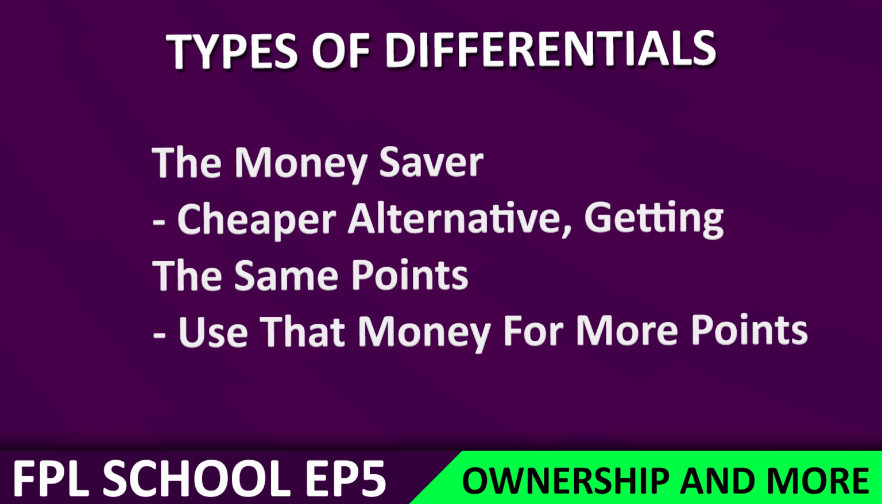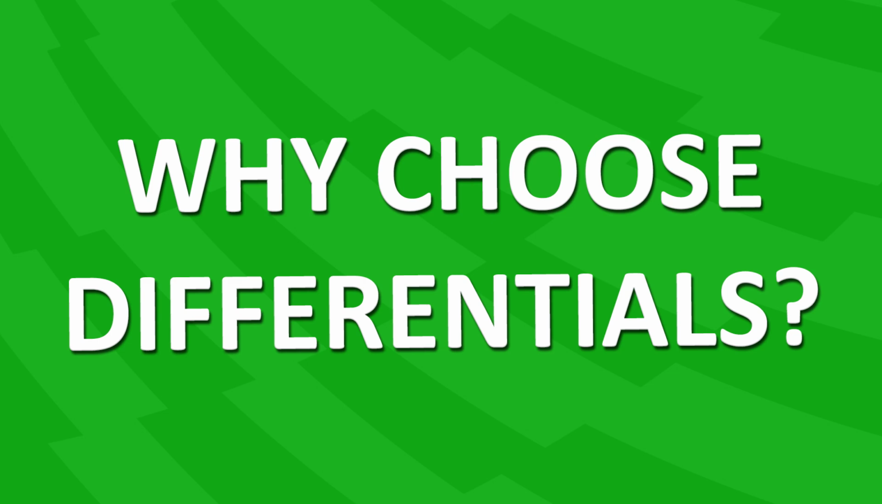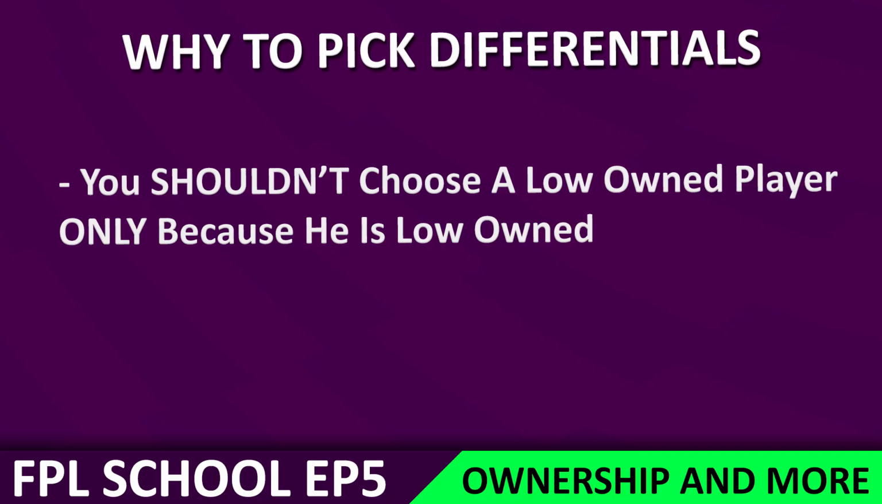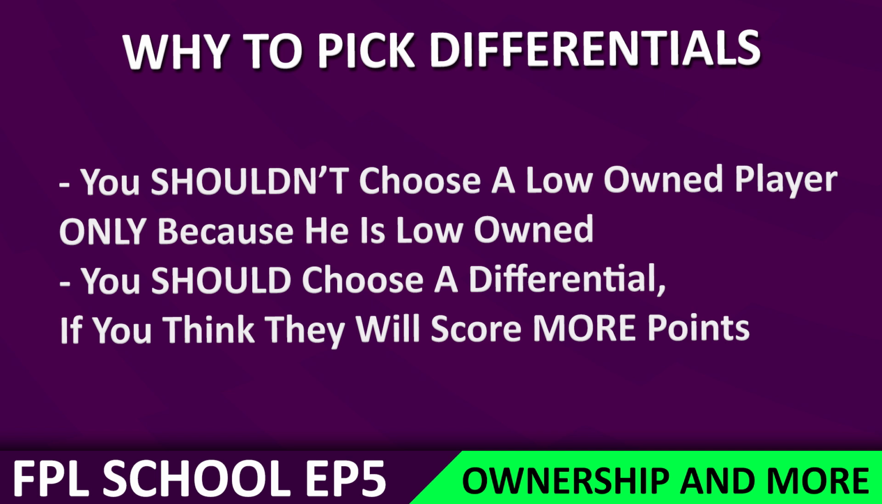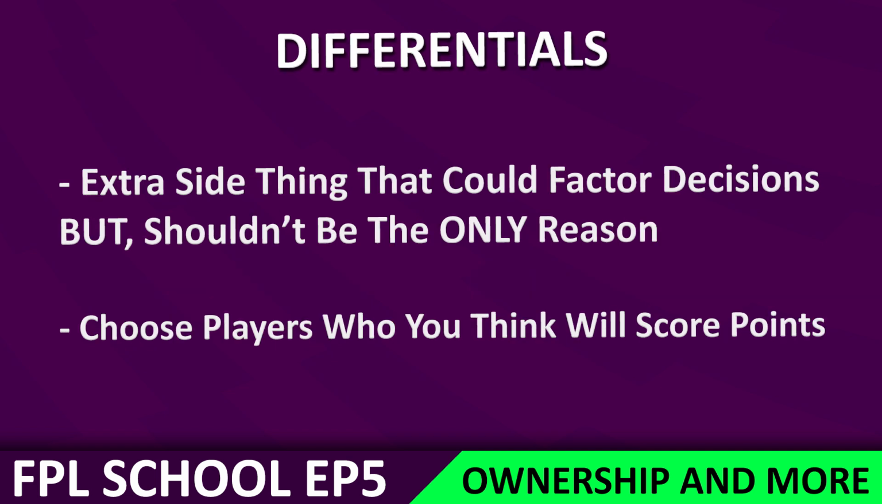But the key takeaway from this should be why you should pick a differential. You should not choose a player low owned only because he is low owned, but you should choose a differential, especially if you think he can score more points than the higher owned player, if there is one equivalent or comparable. But stuff like ownership and differentials are just more of a nice to have thing rather than the main focus for FPL when choosing players and all that, because at the end of the day, all you want to do is choose players who score those shiny FPL points. And then stuff like ownership and differentials and all that are just more of the extra and side thing that you can think about, but you should always just try and focus on the main thing, FPL points.